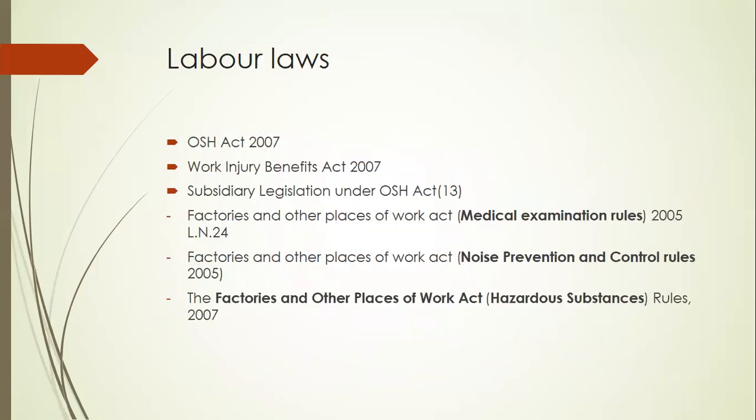So what do we have in this country? What is in place for us when it comes to occupational health and safety? As I mentioned before, we have the Occupational Safety and Health Act of 2007. We have the Work Injury Benefits Act of 2007, which stipulates compensation and how that can be done for any workplace injury and disease that occurs in a workplace. Then under the OSH Act, we have 13 subsidiary legislation. For purposes of this presentation, I've just listed the 3 important ones, most important being the medical examination rules. We also have the Noise Prevention and Control rules and the Factory and Other Places of Work Act for hazardous substances.